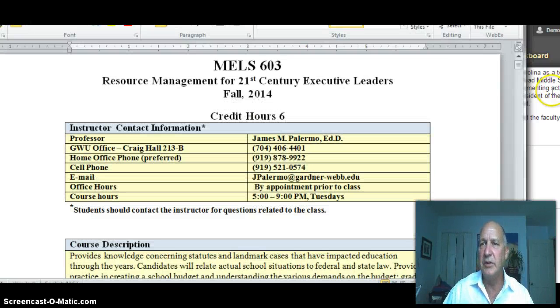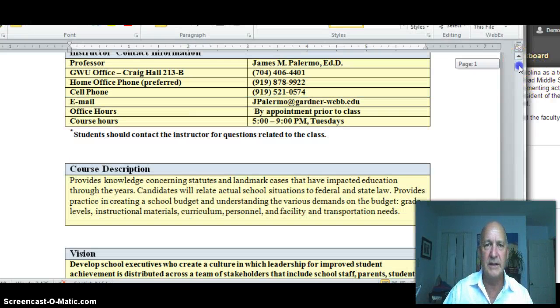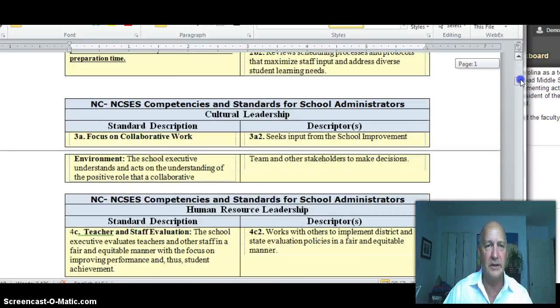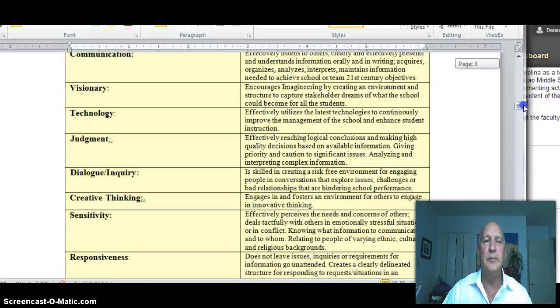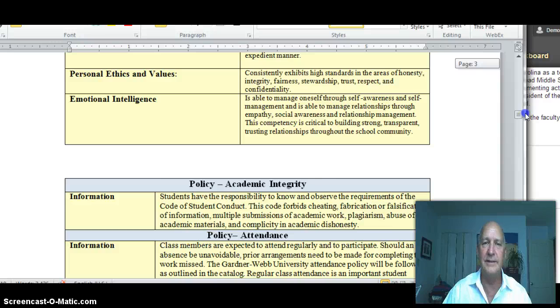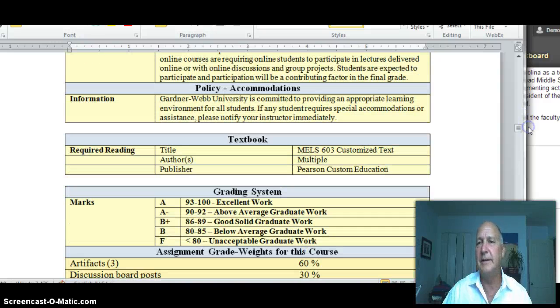There's a lot here that you can read and I won't read to you. My contact information is there. The North Carolina school competencies are there. I hope that you'll note that resource allocation is an important part of this course and that's critical in the competencies for North Carolina executive leaders.